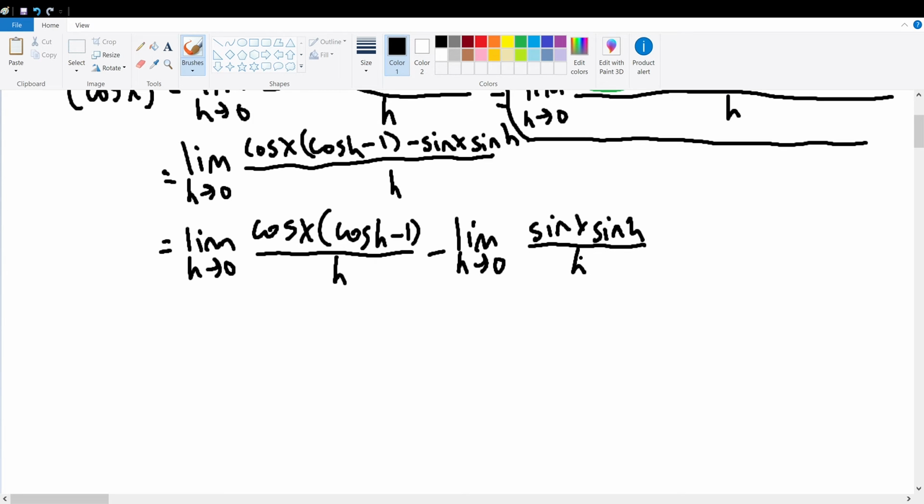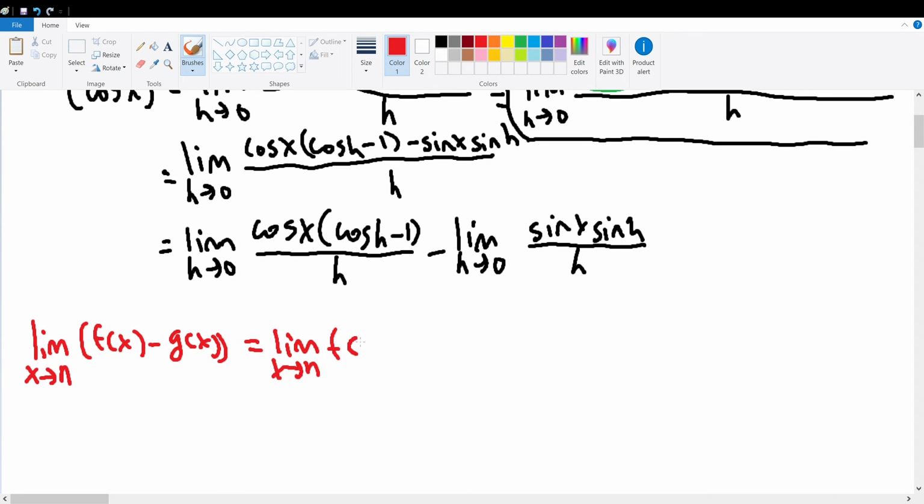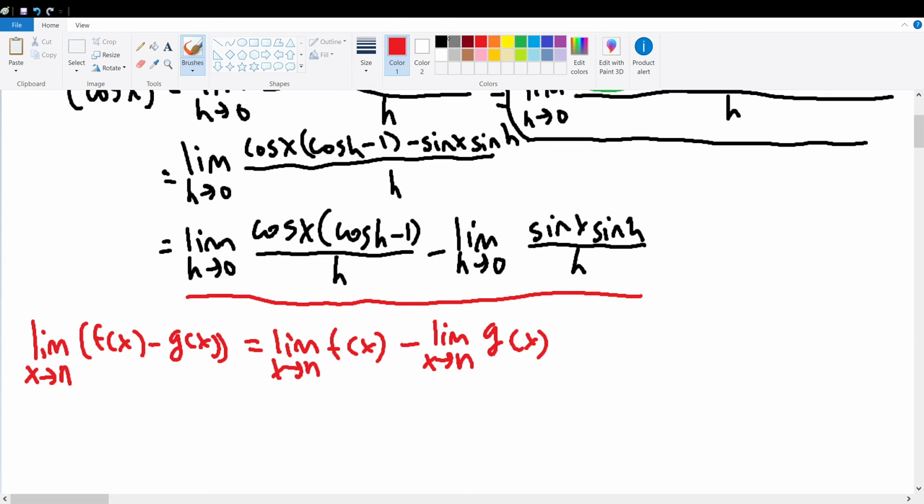And we can do this because, as a review of the limit property of two functions subtracting with one another, the limit as the input x approaches some number n of f of x minus g of x is equal to the limit as x approaches n of f of x minus the limit as x goes to n of g of x. This is a limit property which we just used to obtain this limit quantity right here. We broke up the limit to be the subtraction of two limits.